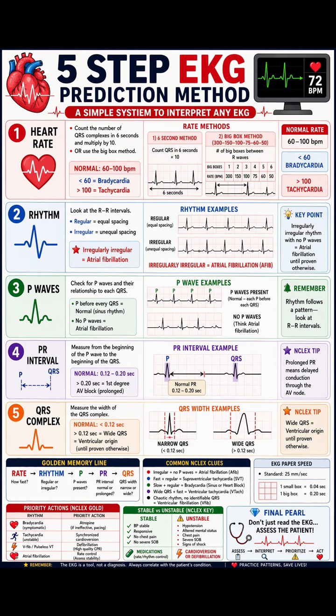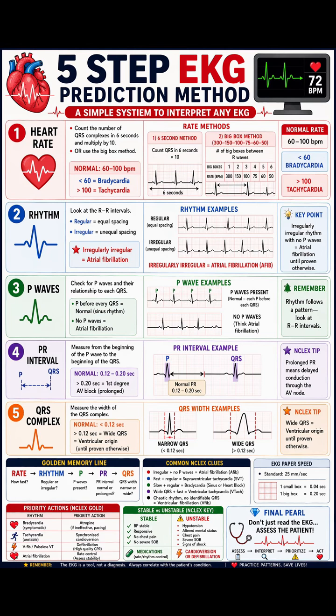So let's talk about the types of rhythm. First one, regular rhythm. They have equal spacing and are easily predictable. For example, normal sinus rhythm, sinus bradycardia and sinus tachycardia. Next we have irregular rhythm. In irregular rhythm, we have unequal spacing and it is unpredictable. And most important, the NCLEX type is irregularly irregular. What is irregularly irregular? It is atrial fibrillation, or we can call it AFib.